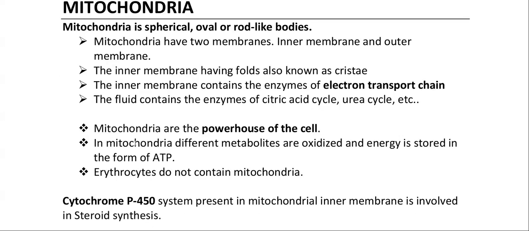Mitochondria. Mitochondria are spherical, oval, or rod-like bodies. Mitochondria have two membranes, an inner membrane and an outer membrane. The inner membrane has folds, also known as cristae. The inner membrane contains the enzymes of the electron transport chain. The fluid contains the enzymes of the citric acid cycle and urea cycle, etc.